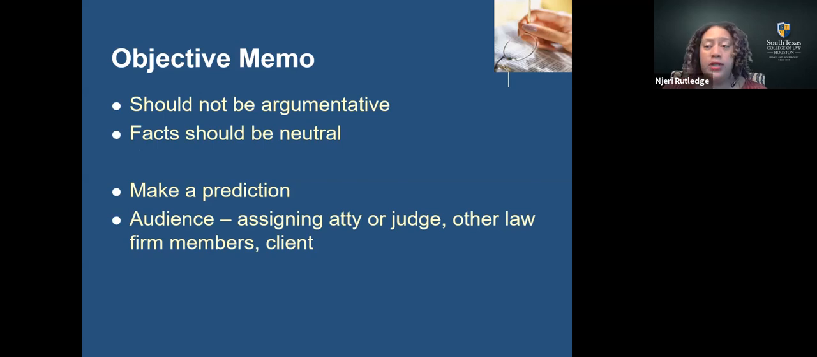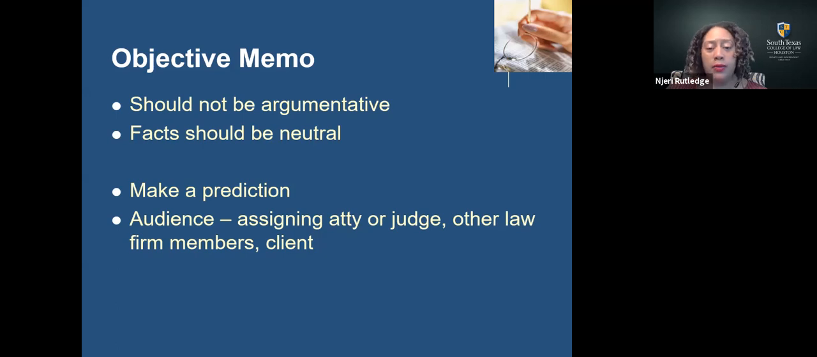Keep in mind, objective documents need to be neutral. You shouldn't be argumentative. Instead, you're making a prediction. Now, here's the thing that's going to feel a little strange. Even though I say you're not making an argument in an objective memo, you are still arguing. You are arguing for the validity of your conclusion.